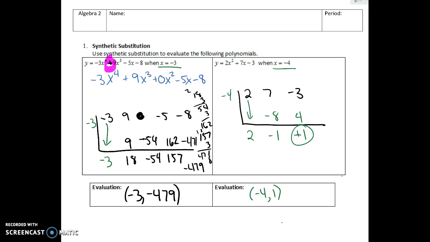So there you have it. Neither of those are x-intercepts, which is fine. You're allowed to get non-x-intercept values when you use synthetic substitution. Again, these are both just points on these given polynomials.